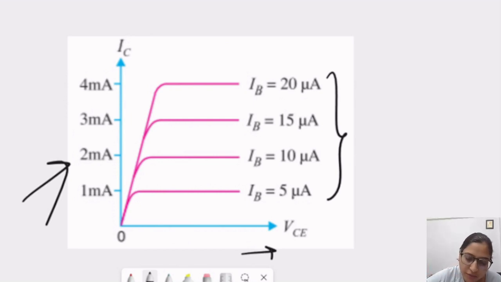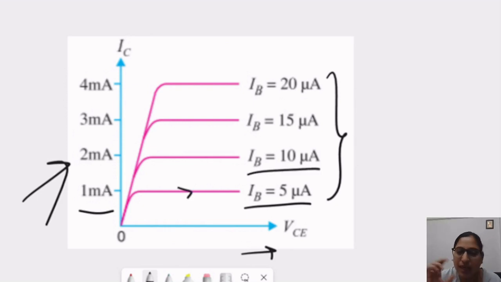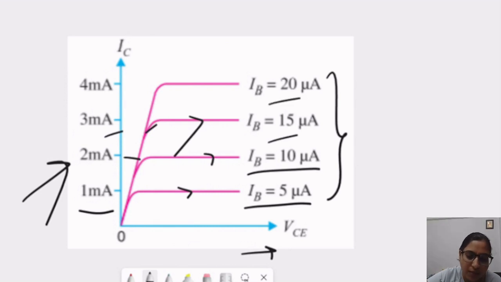Now what is happening, if we consider IB constant at 5 microampere, then IC increases till 1 milliampere, and after that it becomes steady. Similarly, for IB of 10 microampere, the current increases to 2 milliampere, and after that it is steady. Similarly, for 15, IC increases to 3 milliampere, and after that it is steady. And similarly for 20 microampere also.